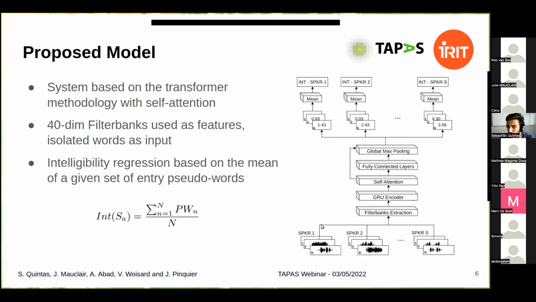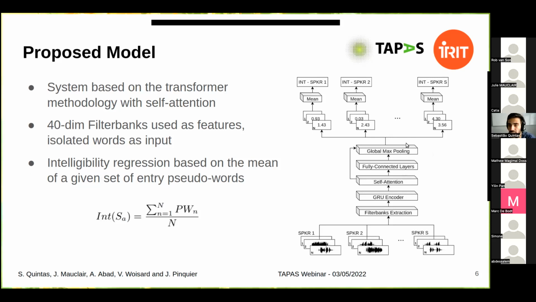As I mentioned before, we will be using a pseudo-word task. As input to the system, we have a group of pseudo-words for each speaker. The words pass through a filter banks extraction box here that extracts 40-dimensional filter banks to be used as features. Then we pass through the first part of our transformer, the encoder, then the self-attention layer. Finally, the decoder part, the skip connection there.